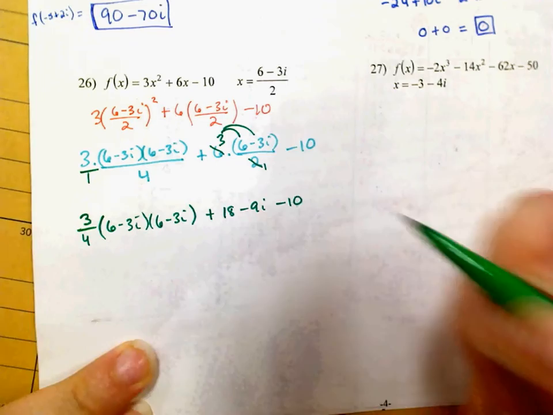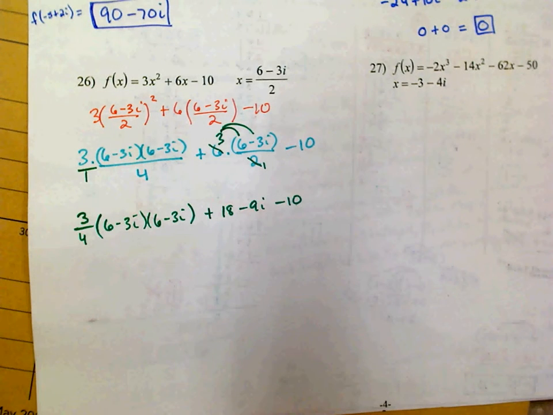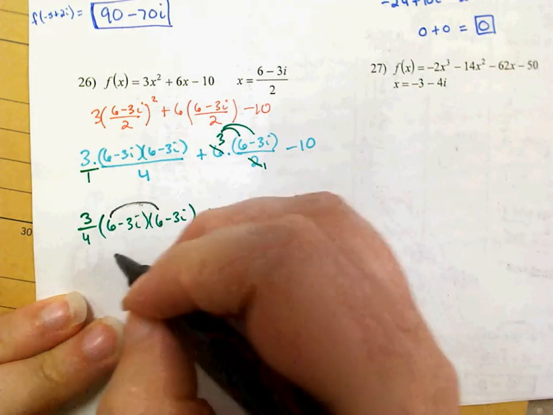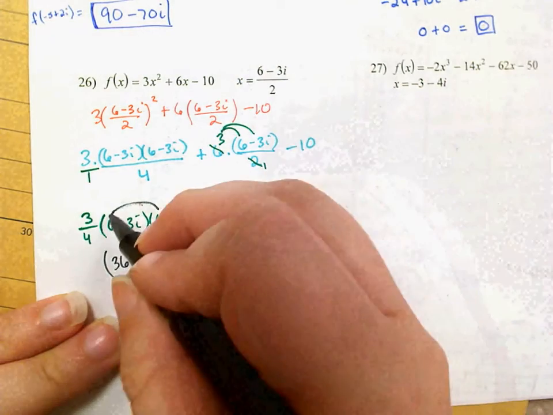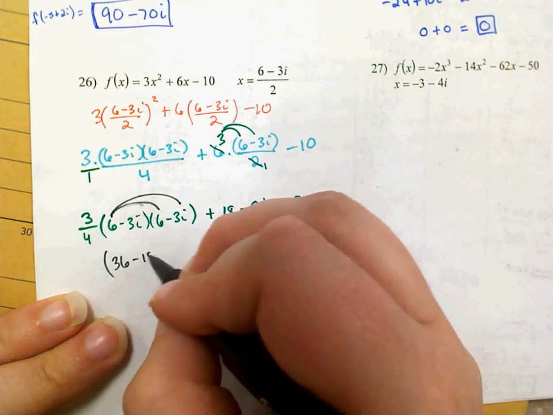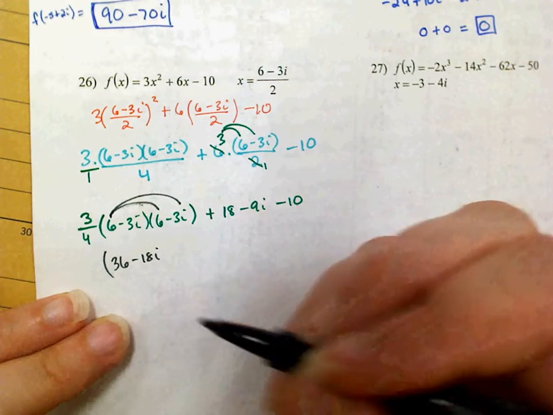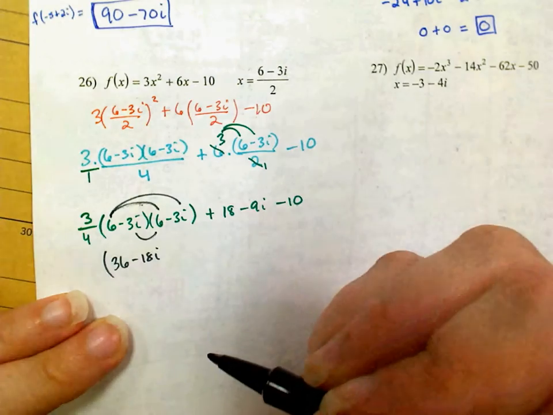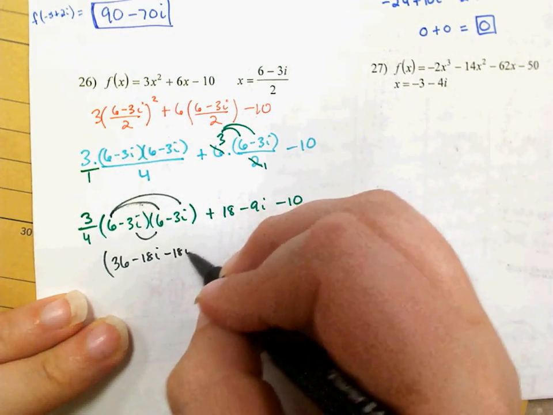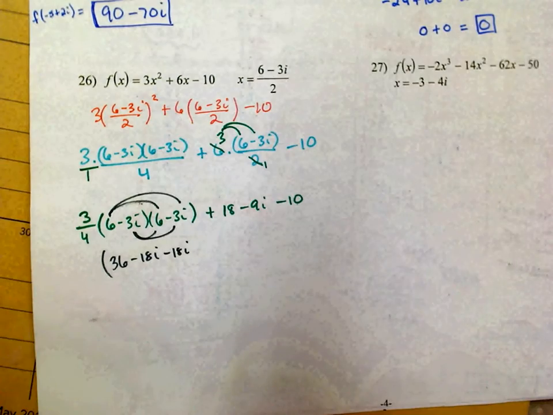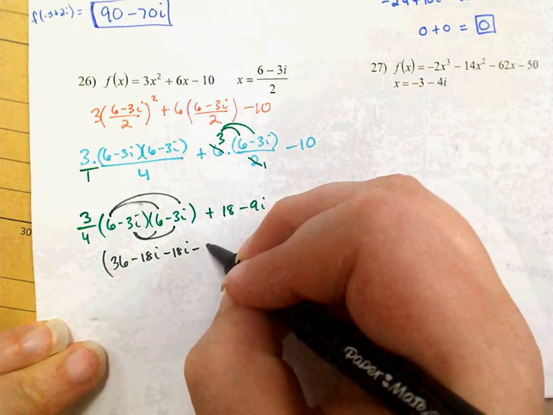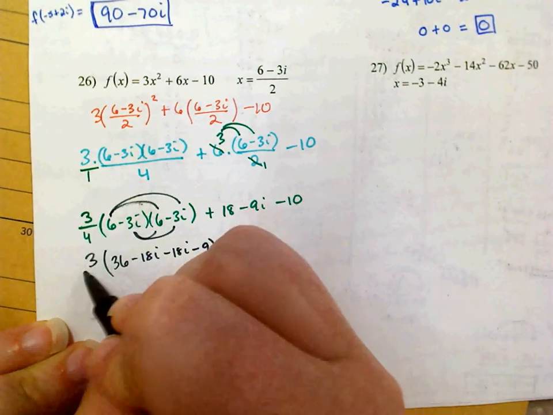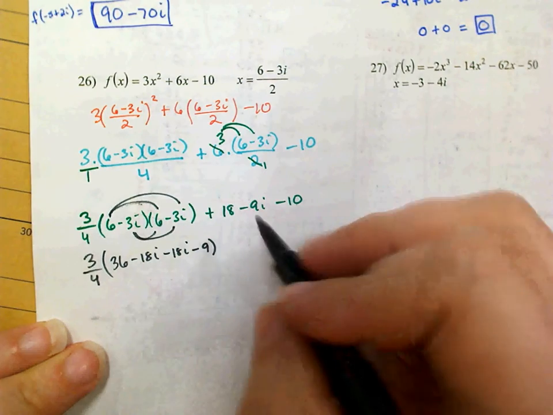Okay, so let's multiply this out. I've got 6 times 6, which is 36. I've got 6 times negative 3i, which is a negative 18i. And then I've got negative 3i times 6, which is a negative 18i. And I've got a negative 3i times a negative 3i, which is a positive 9i squared, which makes it a negative 9. All times 3/4. And then 18 minus 10 is 8, and then minus 9i.